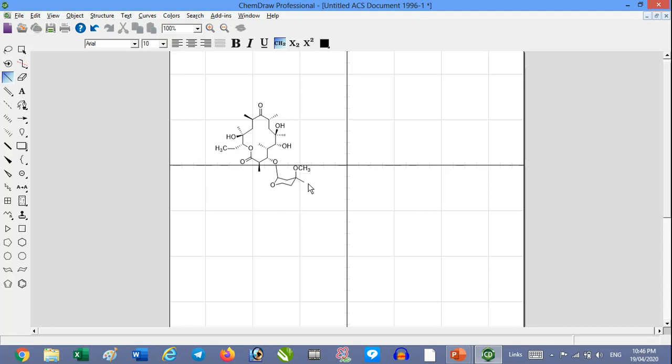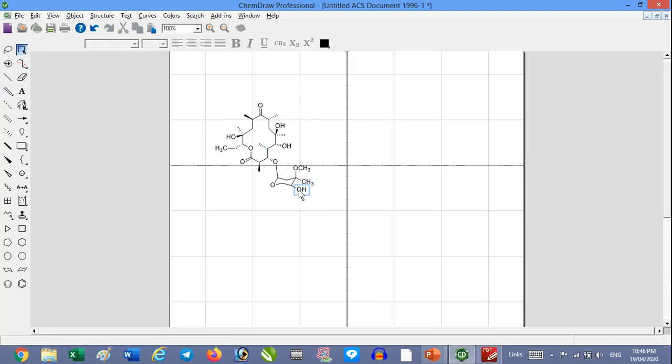CH3 at equatorial position, and then the next carbon we have OH at equatorial position, OH at equatorial position, and again this carbon has CH3 group at an equatorial position.